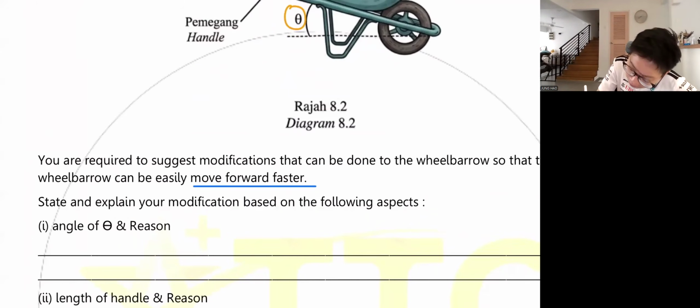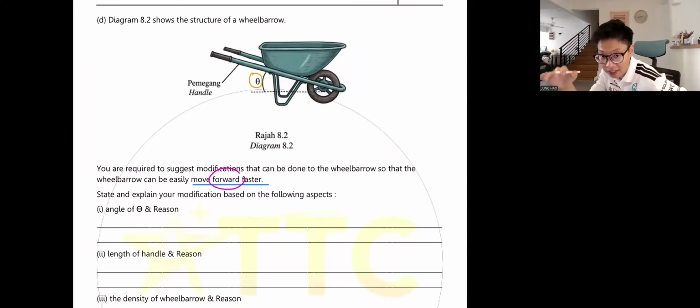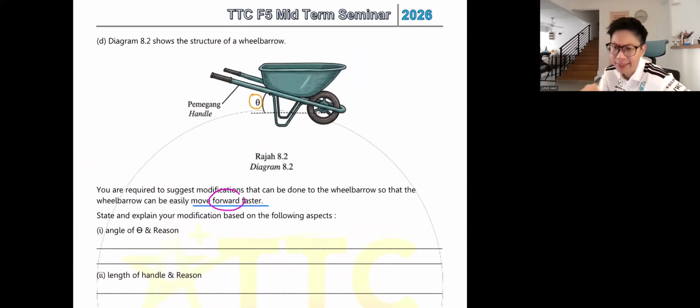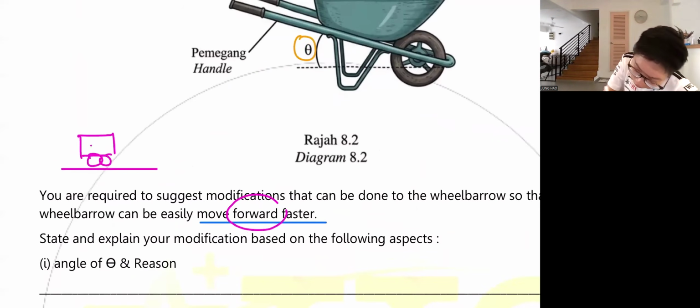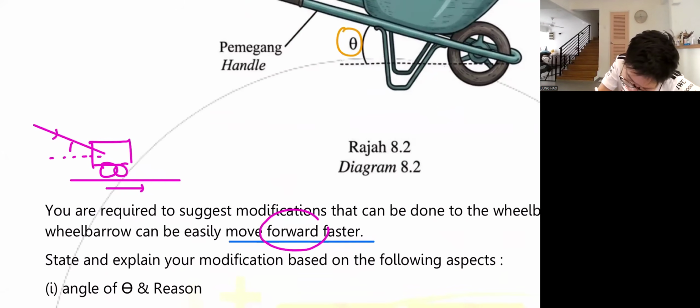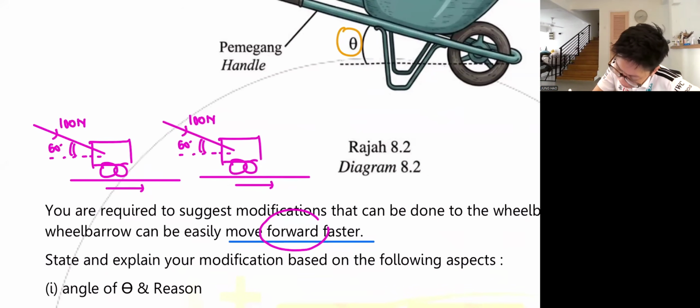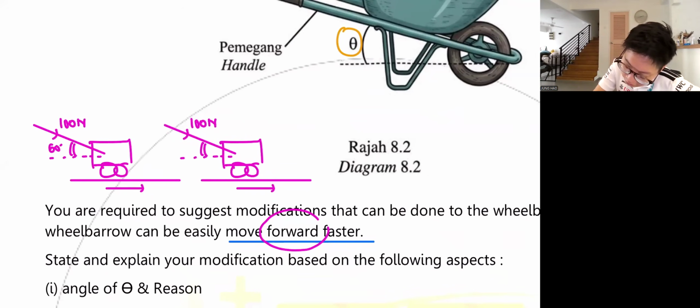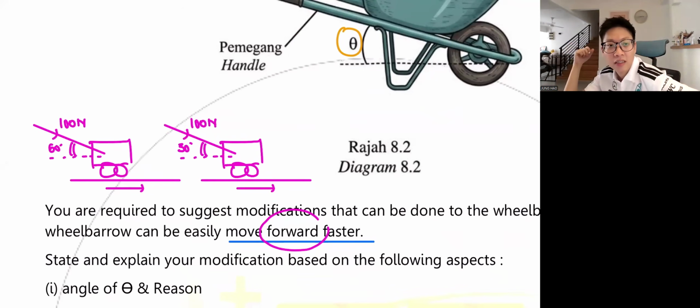Okay, guys, I want to move forward faster. If I want to move forward faster, you think properly. Now this is an angle. I want him to move forward. I don't care about the downward force. If I push with 100 Newton, let's say this is 60 degrees, versus, I just use back the same picture, if now this is 30 degrees, which one do you think will move faster?